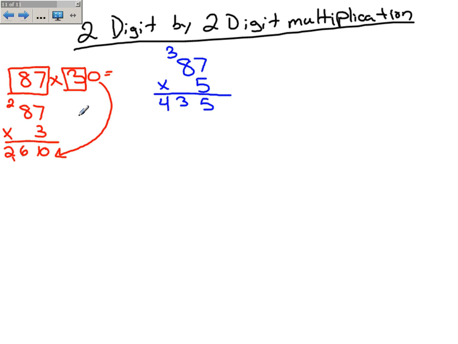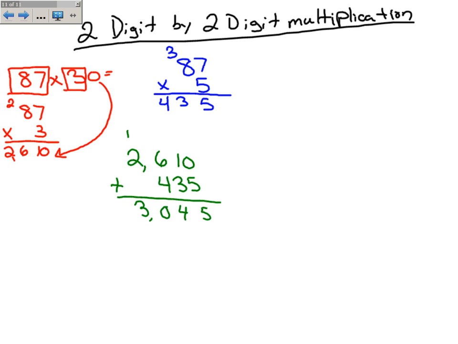What do those two sums together add up to? 2,610 plus 435. 0 plus 5 is 5, 1 plus 3 is 4, 6 plus 4 is 10, 2 plus 1 is 3. 3,045. So far, nothing too difficult. We can multiply by tens and hundreds. We can multiply two-digit by one-digit, and we can add. All three of those pieces are important for two-digit by two-digit multiplication.